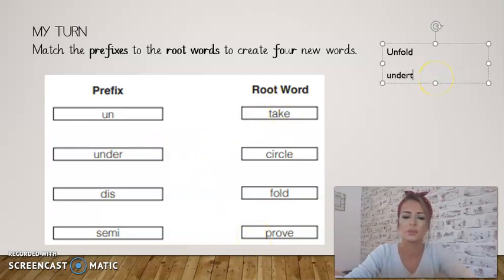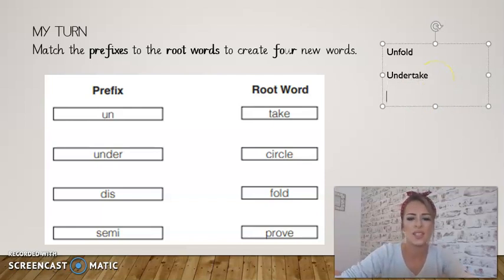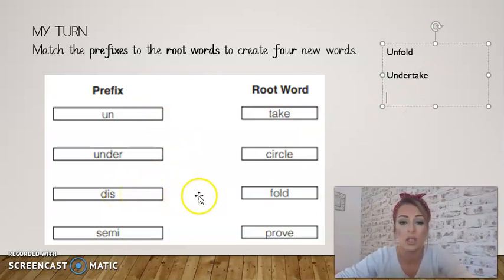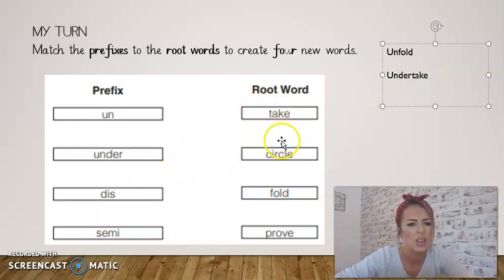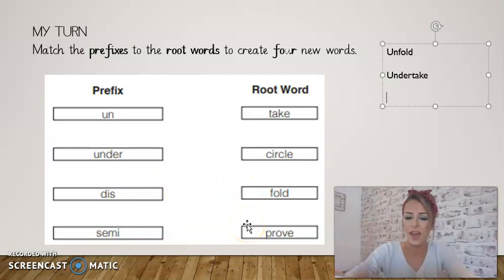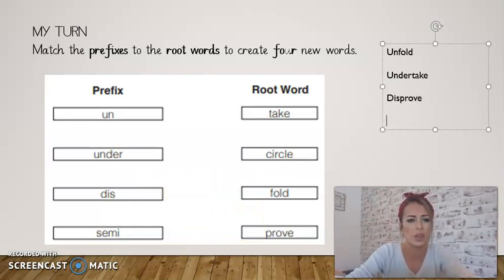Let's write that down. Okay, the next prefix that I am using is dis, and I'm going to try it on, just like before. Distake. That's not right. And we've already used take up here, so that can't be right. Distake, that's not a word. Discircle. No, that's not a word, is it? Disfold. That's not a word. Disprove. Yes, that is it. I've heard that word before. Disprove. Okay.